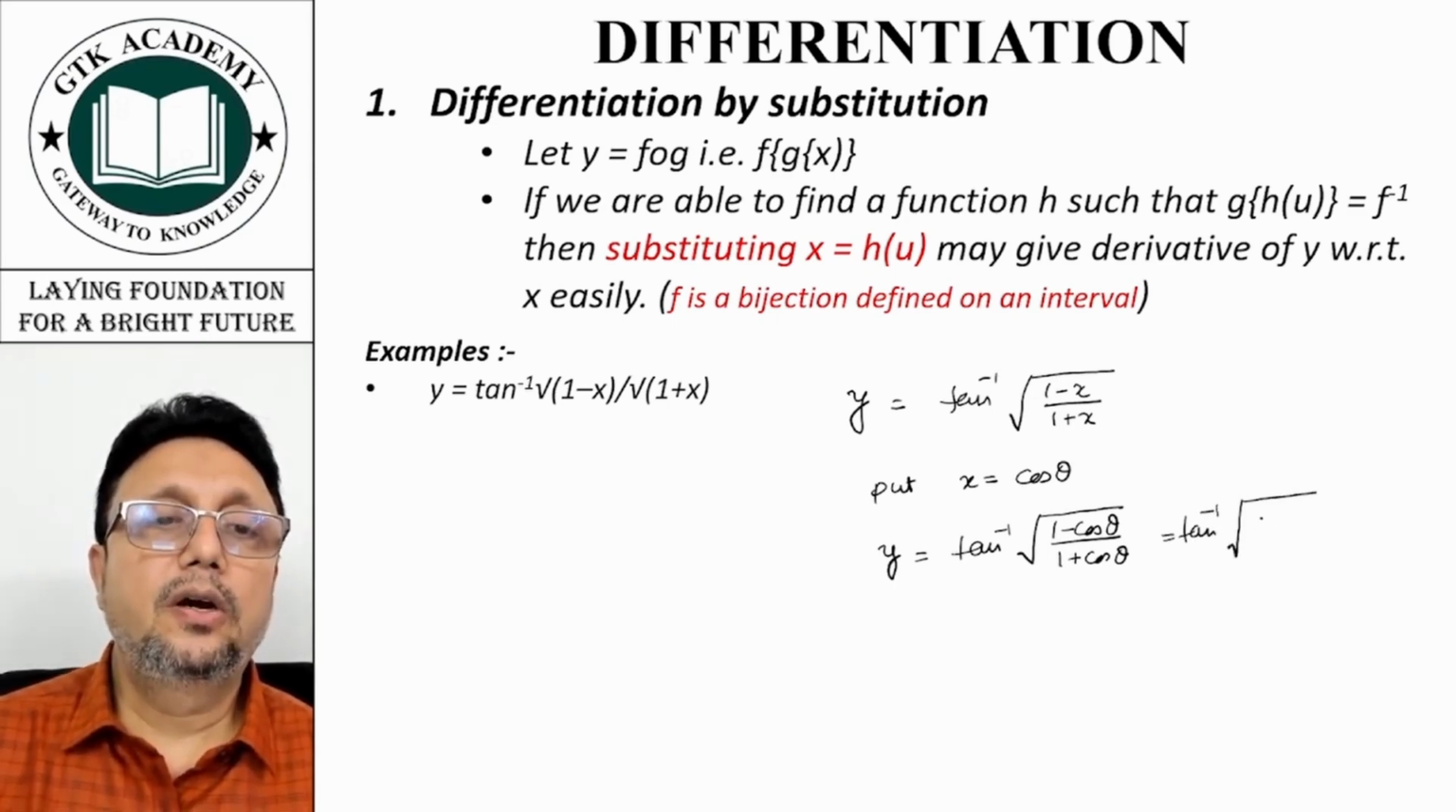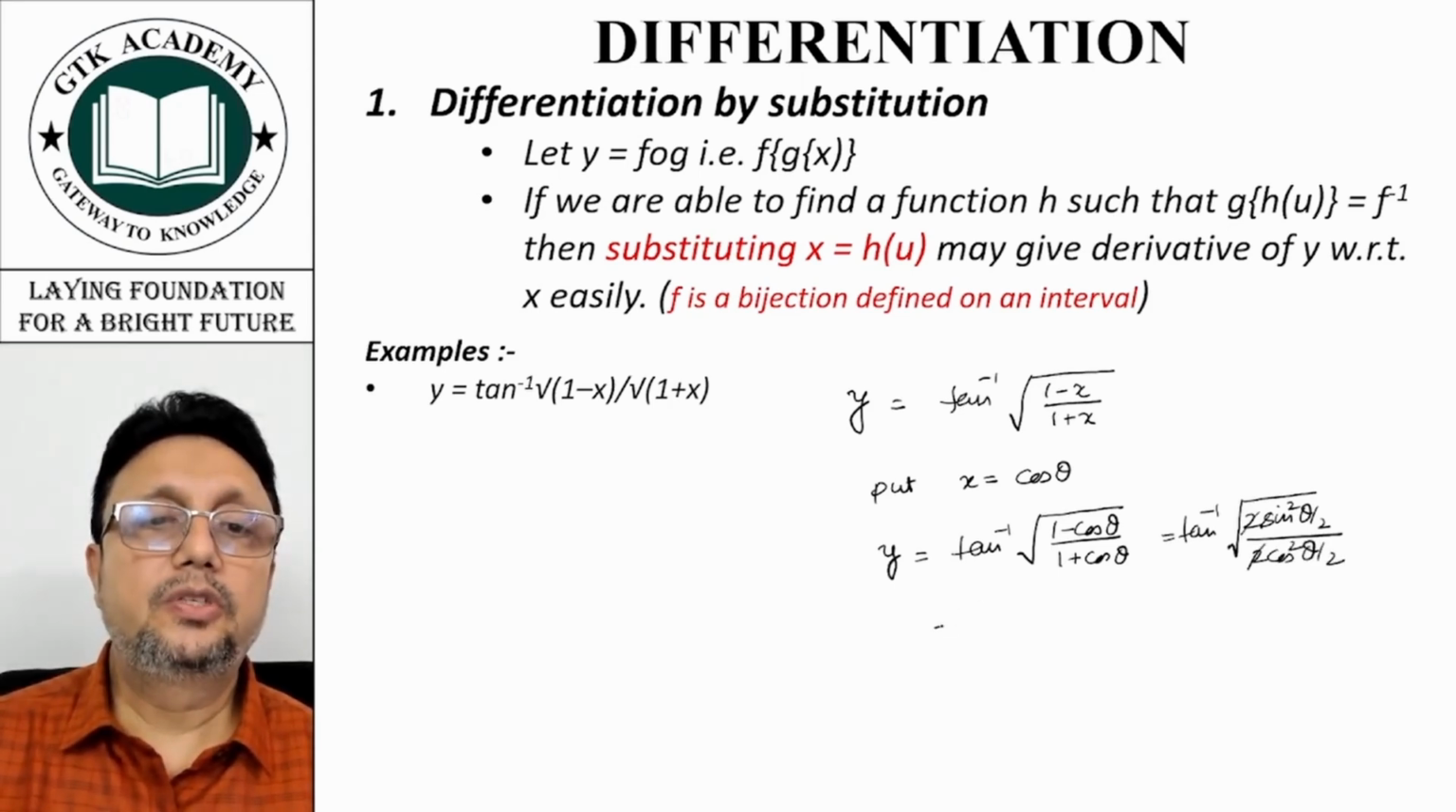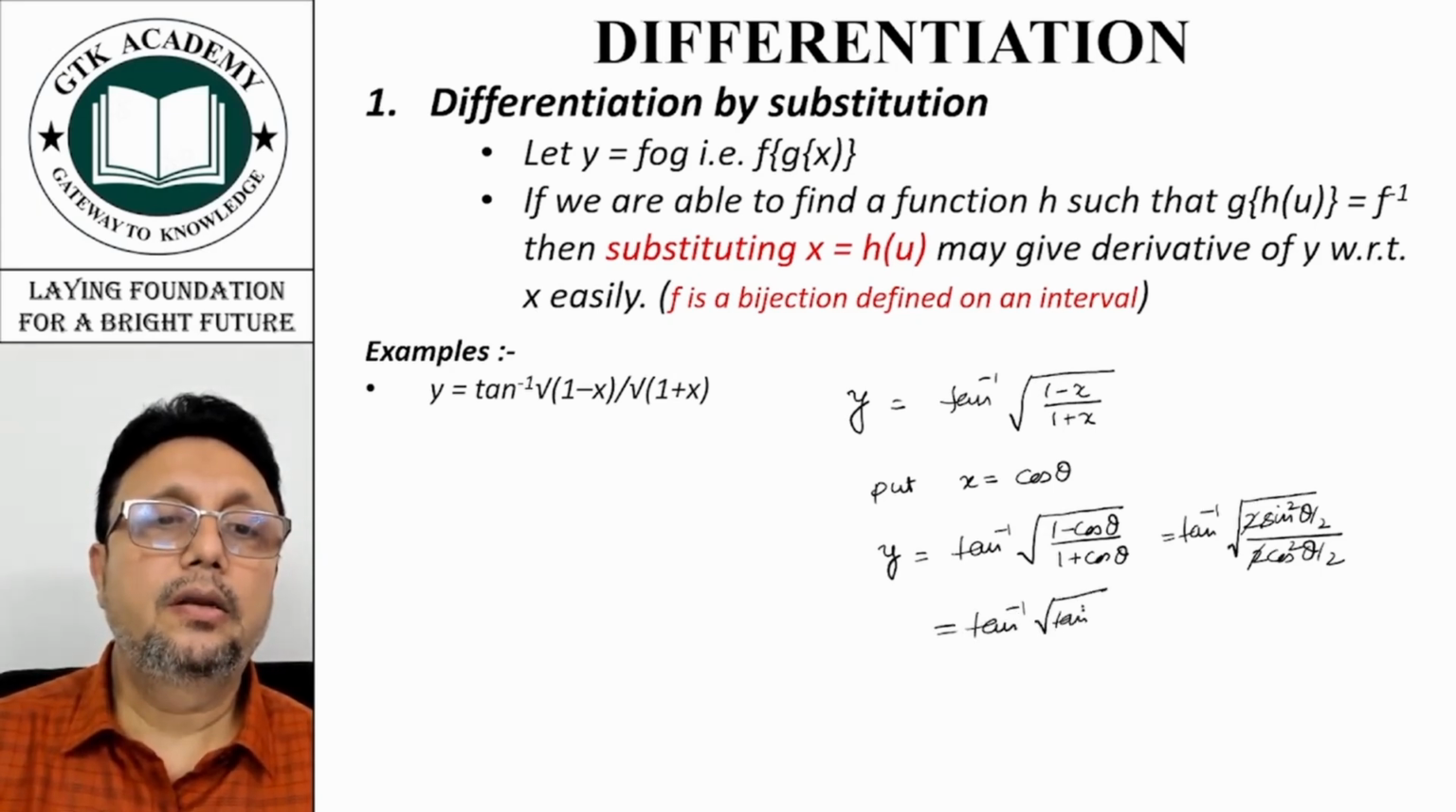this is 2 sine square theta by 2, and this is 2 cos square theta by 2. So this will become tan inverse under root tan square theta by 2, which is tan inverse tan theta by 2, which is theta by 2. This is your y.